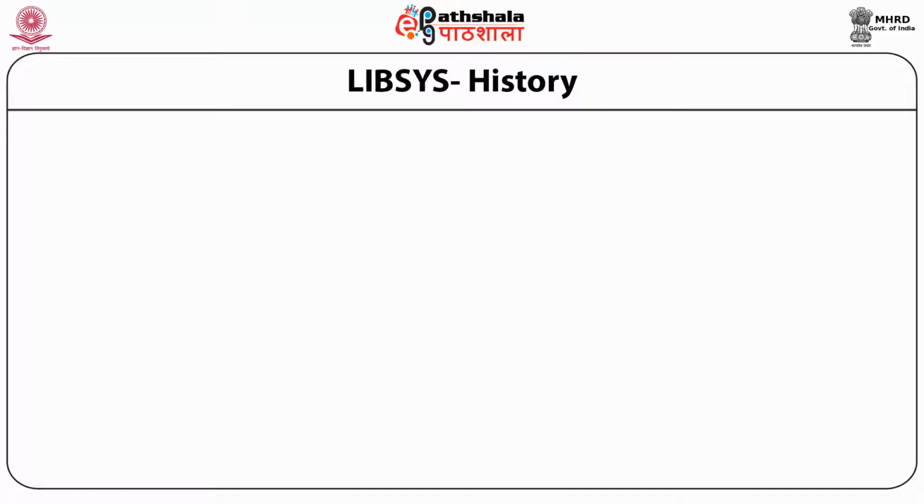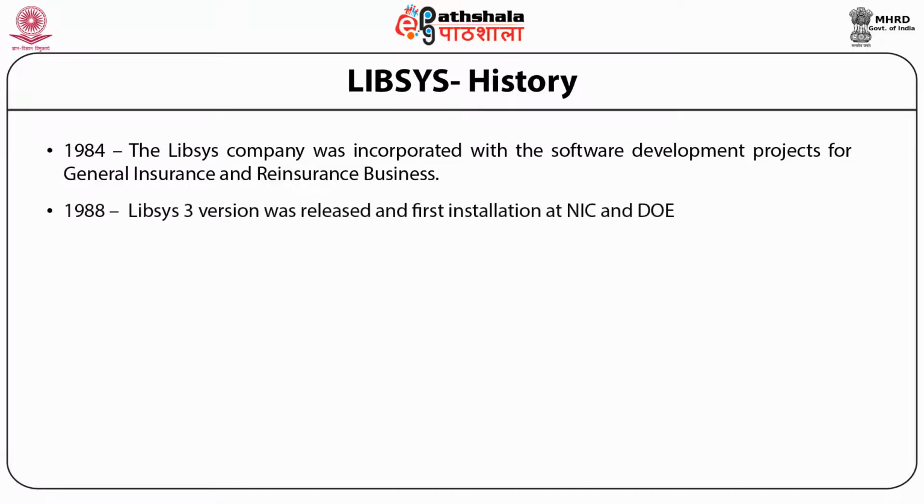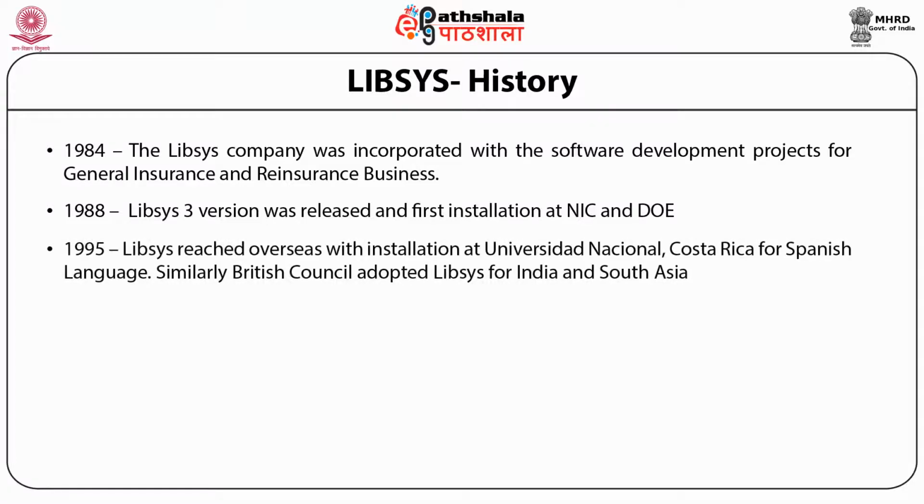The historical development of the company shows that LIPSIS was incorporated with software development projects for general insurance and reinsurance business in 1984. In the year 1988, the LIPSIS 3 version was released, with the first installation at NIC and DOE. LIPSIS reached overseas with an installation at Universidad Nacional, Costa Rica, for the Spanish language in 1995. Similarly, the British Council adopted LIPSIS for India and South Asia in the same year.